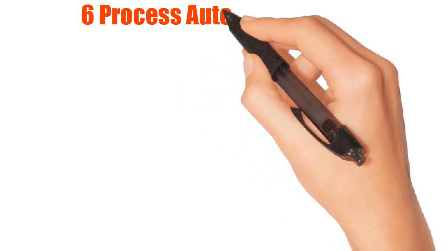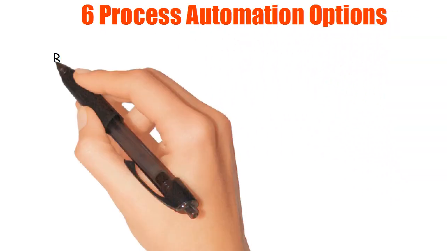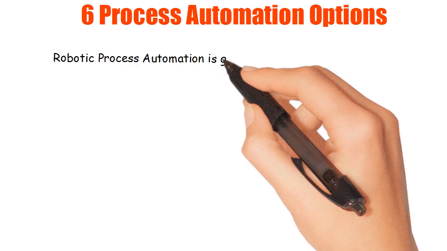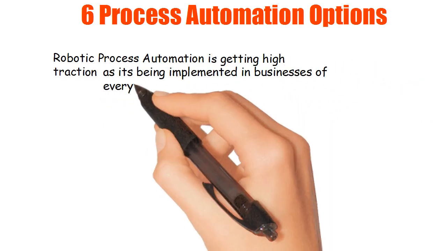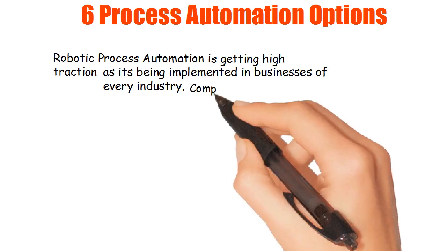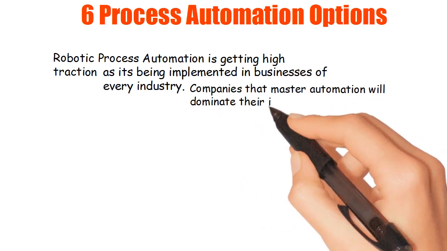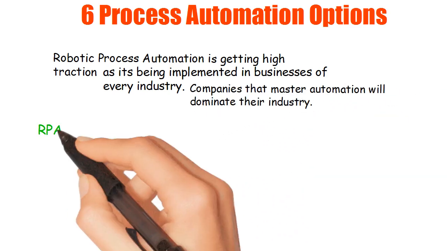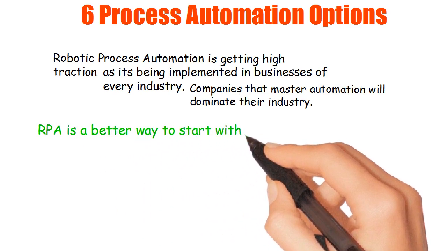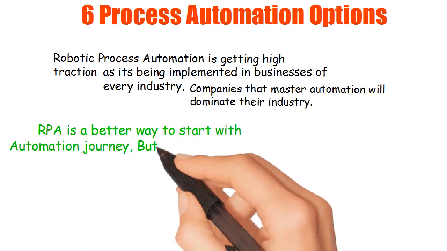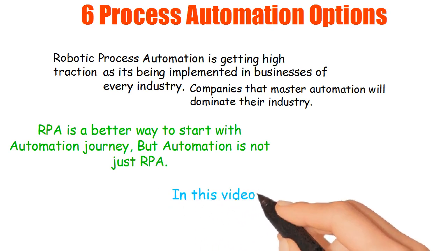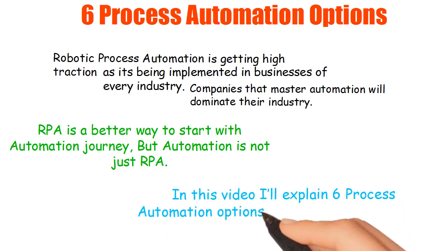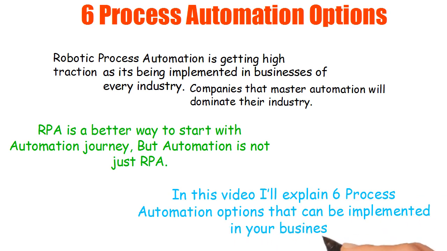6 Process Automation Options. Robotic process automation is getting high traction as it's being implemented in businesses of every industry. Companies that master automation will dominate their industry. RPA is a better way to start with automation journey. But automation is not just RPA. In this video I'll explain 6 process automation options that can be implemented in your business.